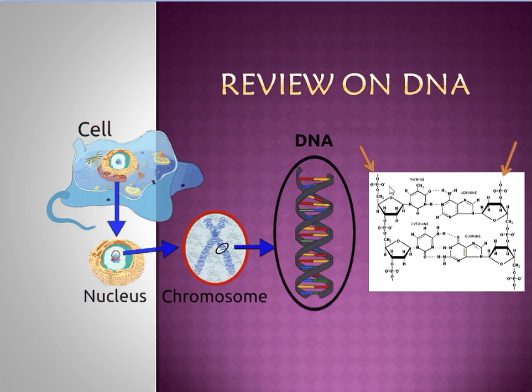But if we look at the sides, you can see this particular ladder is untwisted. See the P with the O. That's the phosphate group. Remember how it's phosphate, sugar. Phosphate, sugar. Same thing on the other side. Phosphate, sugar, phosphate, sugar.